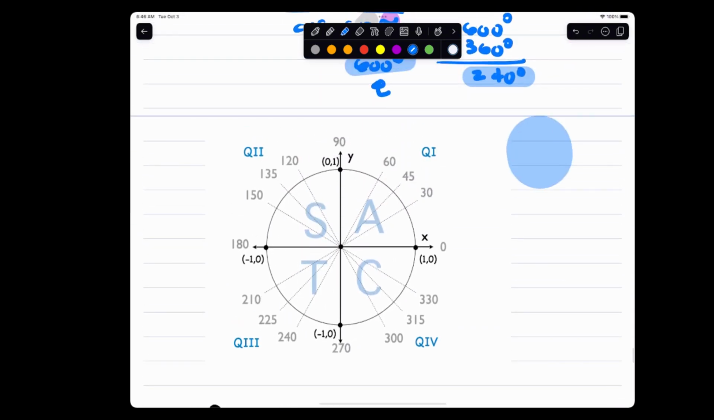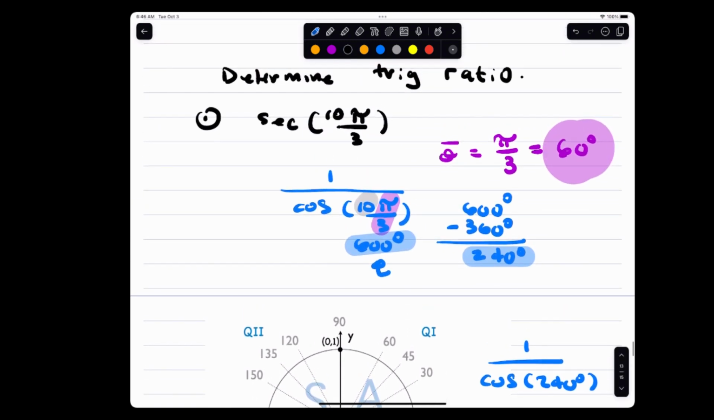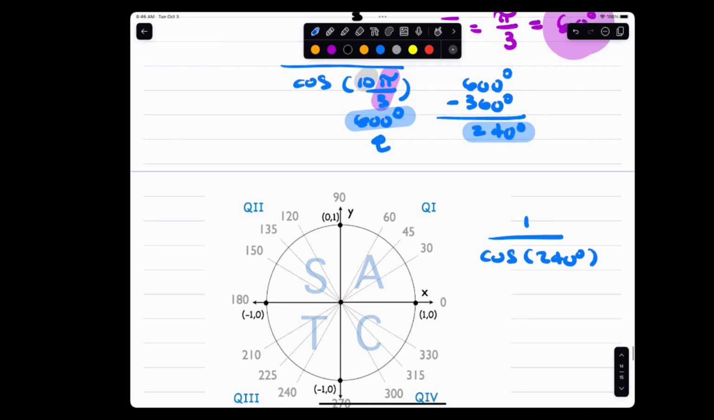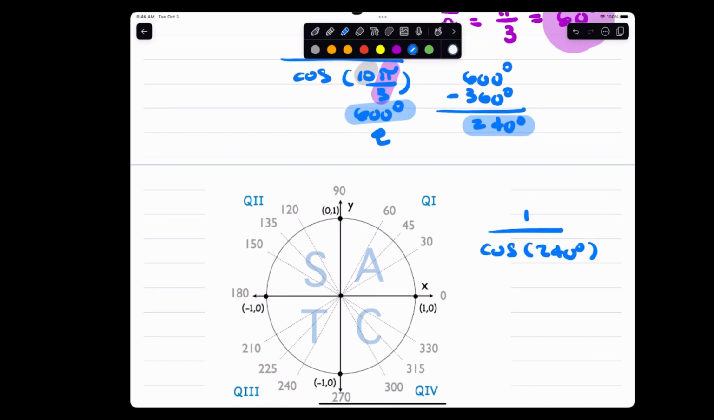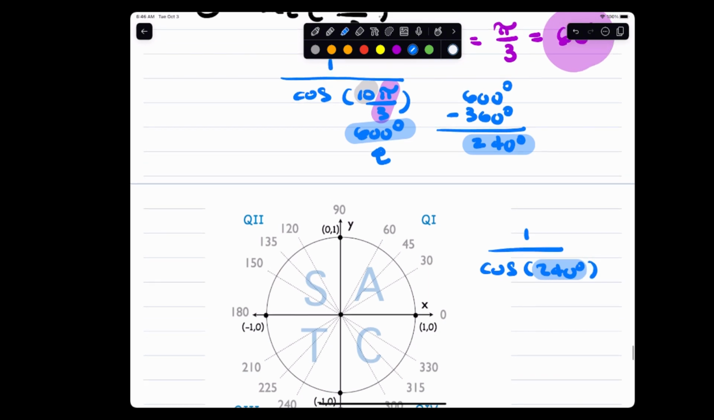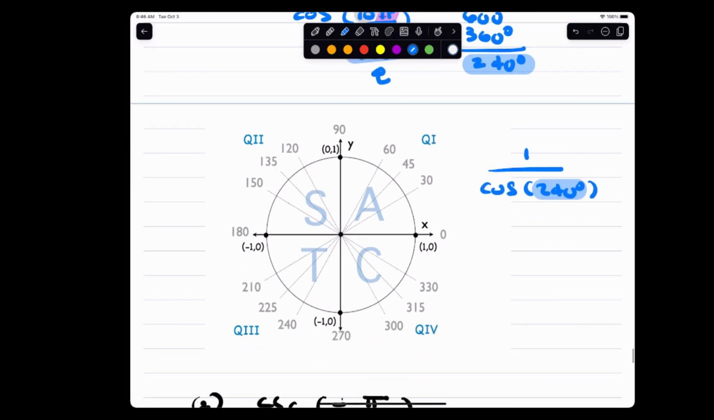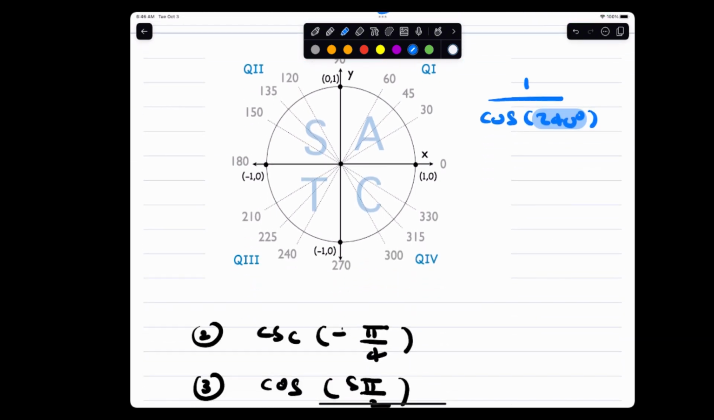It's going to be 1 over cosine of 240 degrees now. And there it is. So 1 over cosine 240. So, ladies and gentlemen, 240 degrees, if I take that ray and we rotate, will be where? Over here.